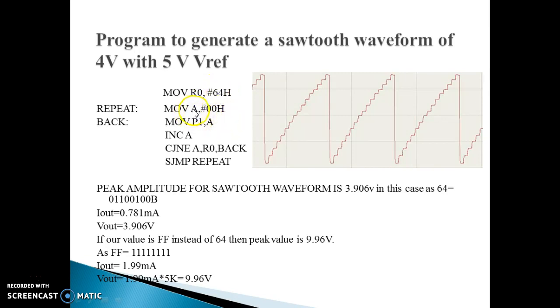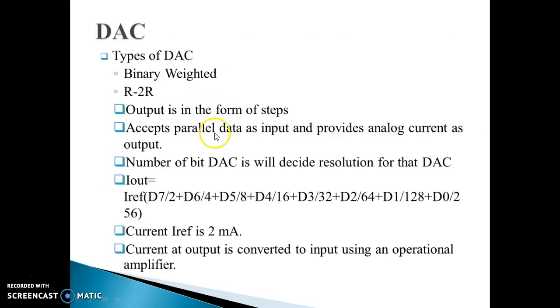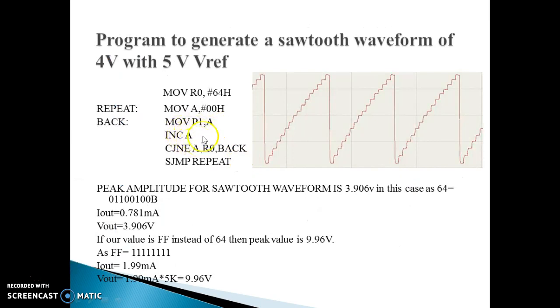Then I move 00 into the accumulator, because I need to increment. I move it to port 1, because port 1 is connected to the DAC. Then I keep on incrementing and comparing. If it is not equal, I jump back. In this form I generate a sawtooth wave. The peak is 4 volt, which is achieved by using 64H as the hex value. Once I reach here, I repeat the same thing. Again I start from the accumulator, the waveform drops down, and I get this waveform again.